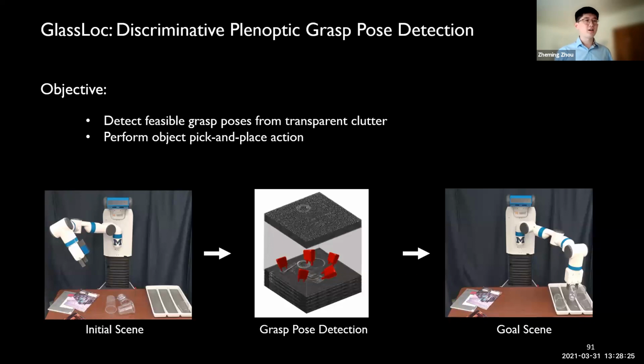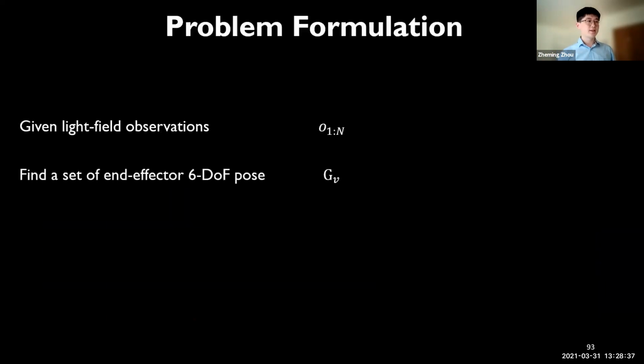So the objective of GlassLoc is to detect feasible grasp poses from transparent clutter, and then we perform object pick and place actions using GlassLoc. The GlassLoc problem formulation is this way. Given a series of light field observations O from 1 to n, we want to find a set of n 6-degree-of-freedom poses G that indicate good grasping.